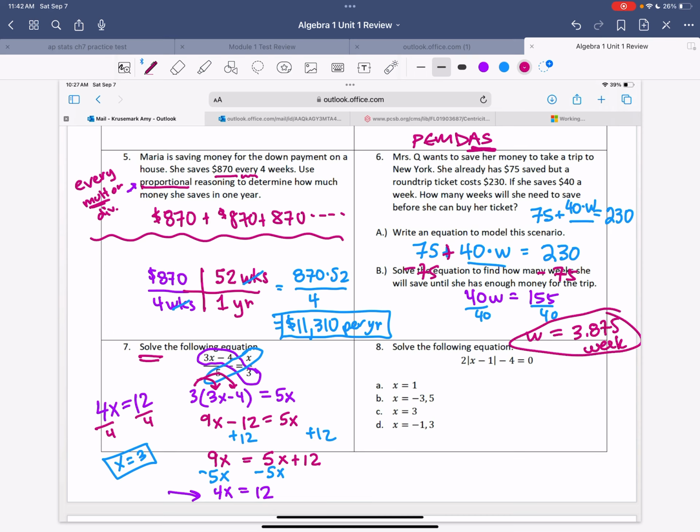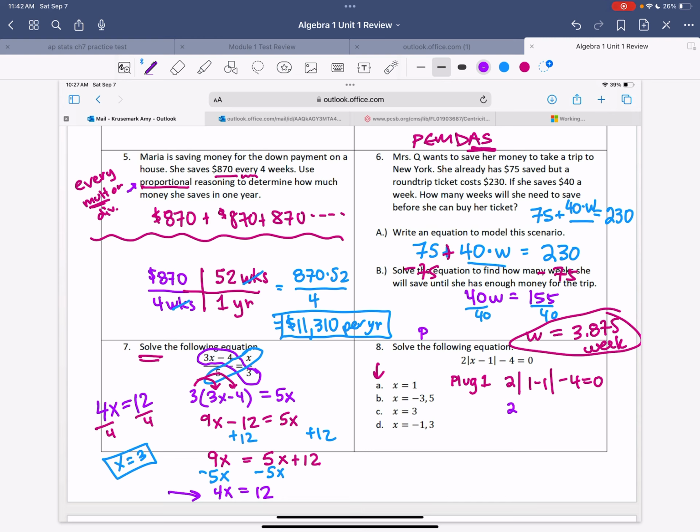Number 8, it says solve the equation. Now we in class solved this one different. Notice that this is multiple choice. So that means we can plug each of these in. I've got more than one way to do it, but I'm just going to demo that version. So if I plug in a 1, I have 2, absolute value of 1 minus 1, minus 4 equals 0. So this would be 2.